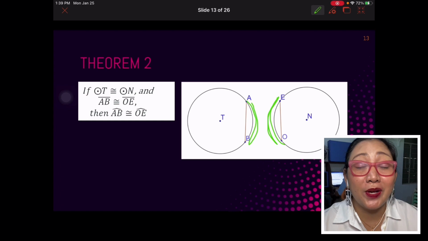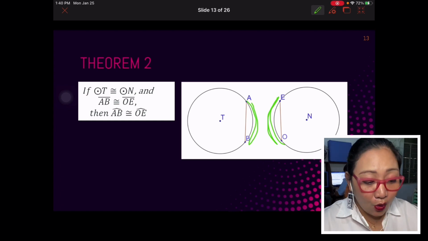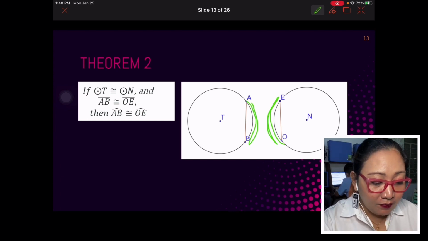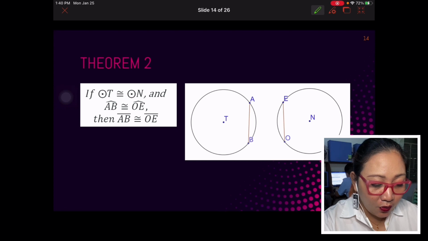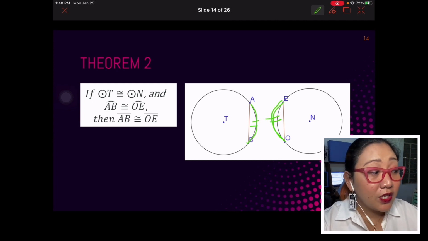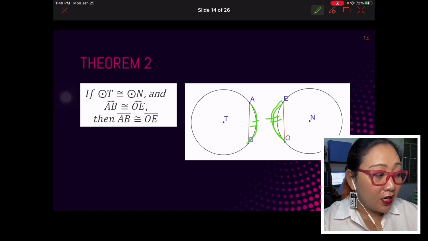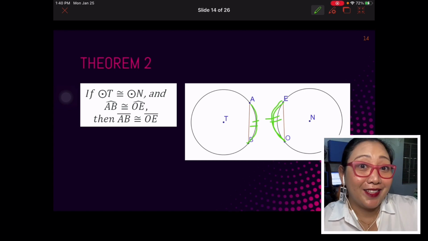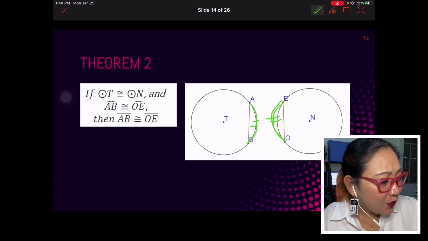Okay? So, yan po yung ating if-then statement. Ang converse naman niya po ay kung given the two congruent circles, yung arcs nila ay congruent, then the corresponding chords for each arc are also congruent. Okay? So, ganun lang naman siya.